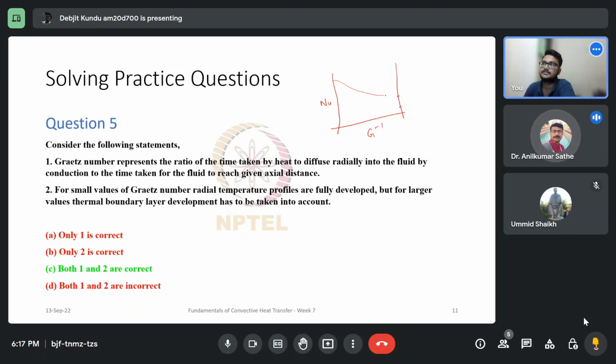So fully developed flow takes place on the right hand side, and initially it is the entrance zone. So the curves were something like this, right? Yes. Nusselt number is higher at the start in thermally developing flow. So this was for the constant heat flux case.